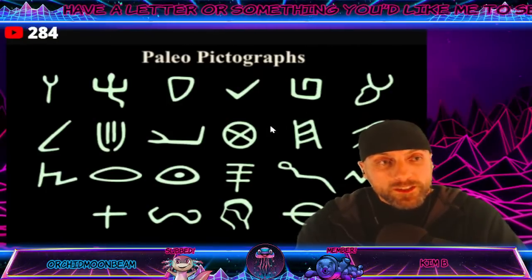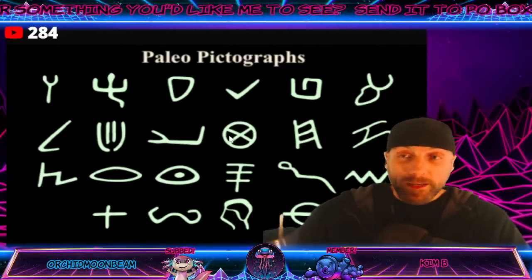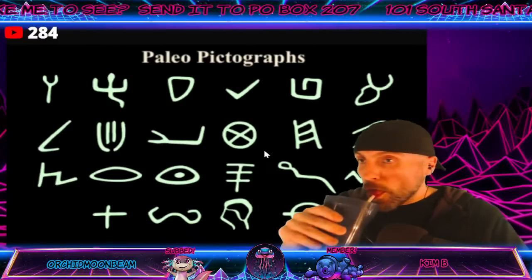All right, so let's go over to this next one, Tet. This is what I like to call the X-Men symbol because that's basically the X-Men symbol, right? A circle with an X right in the middle.